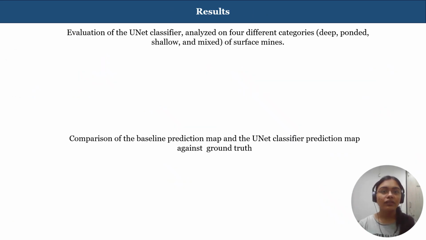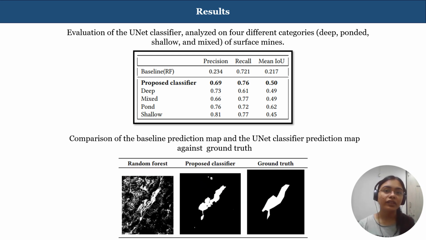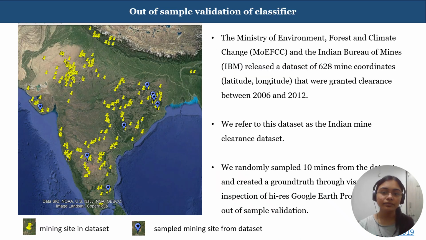We took random forest as our baseline and observed that UNet outperformed the baseline with a mean IOU of 50%. We derived the category-wise performance of UNet and observed that the pond category had the best performance, followed by deep, mixed, and shallow. For out-of-sample validation, we took a dataset of 628 mines that were granted clearances by MOEFCC in India between 2006 and 2012. We randomly sampled 10 mines out of it, and the performance was found to be satisfactory.